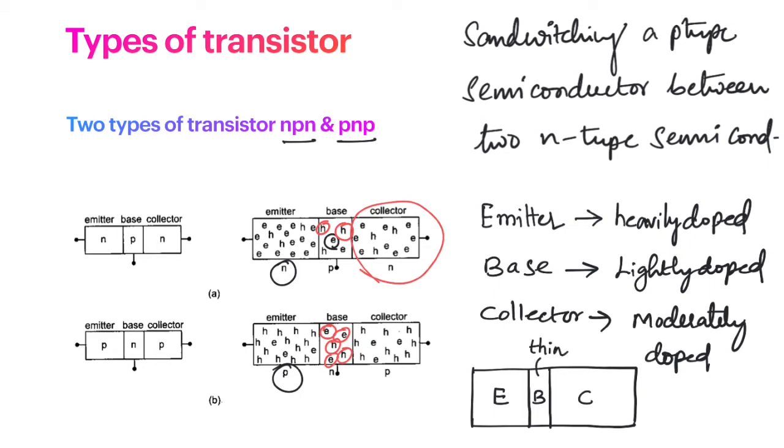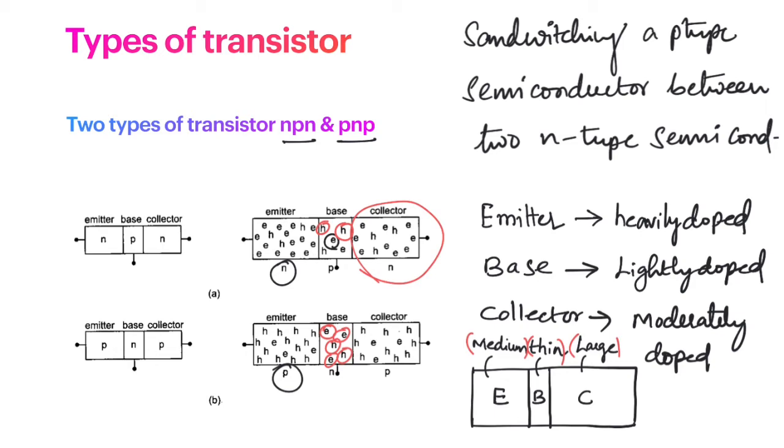Base is very thin. There is a usefulness. Why are we doing it like this? Not for a time pass. There is a usefulness. That's why we are making the base thin. Okay, guys. And the emitter is moderate size, medium size, and the collector is large size. This is a difference in terms of size basically.